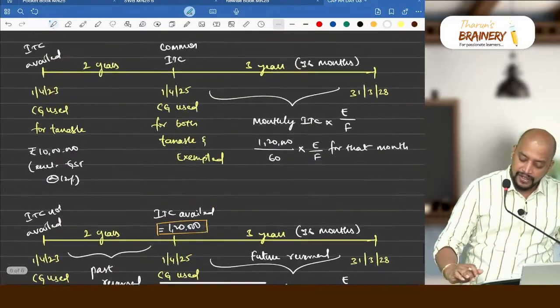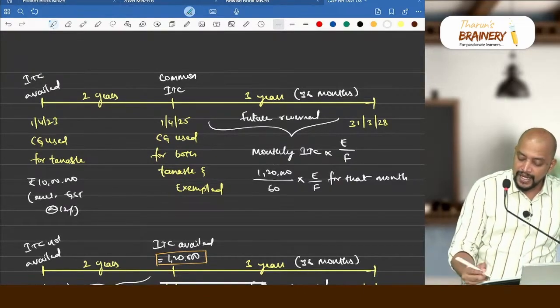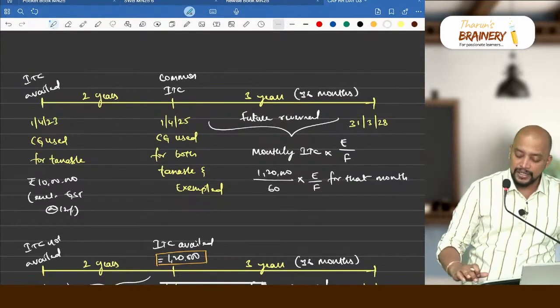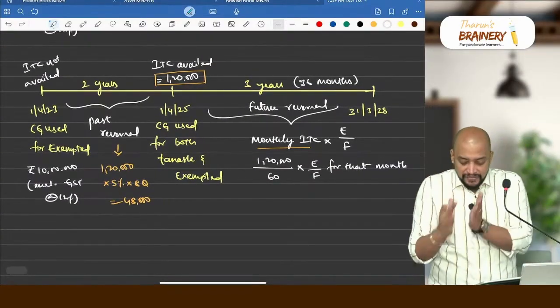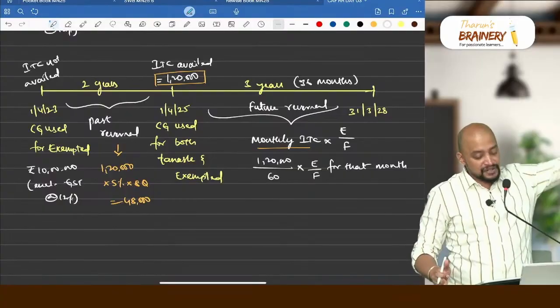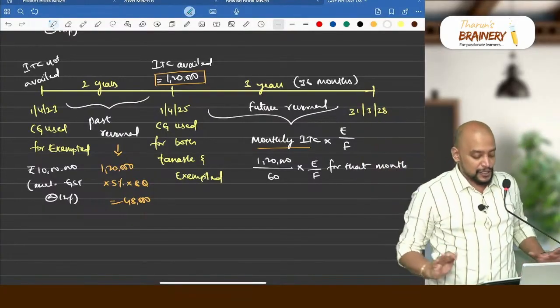Whereas in case of the previous situation, it is only future reversal. There is no past reversal because in the past it is used only for taxable, but here it is used for exempted. So that's the reason why first we will take ITC, past period we will reverse, even future also we will do the reversal for the balance life. That is with respect to this.